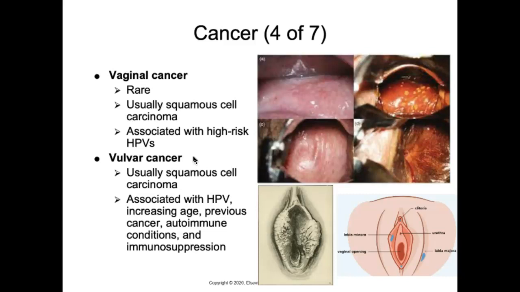Most often it's going to affect the area of the labia majora, but of course, as you could see in these images over here, they can affect the labia minora or the clitoris. And it's associated with HPV, increasing age, having a previous cancer, autoimmune conditions, and immunosuppression. And it could also be associated with things like HIV infections or tobacco use.